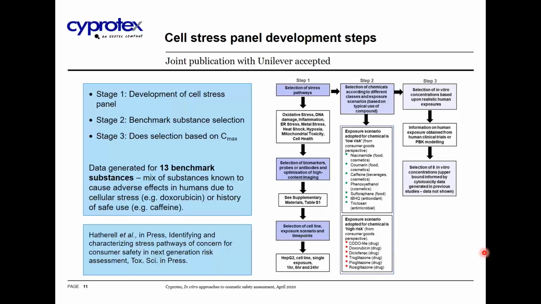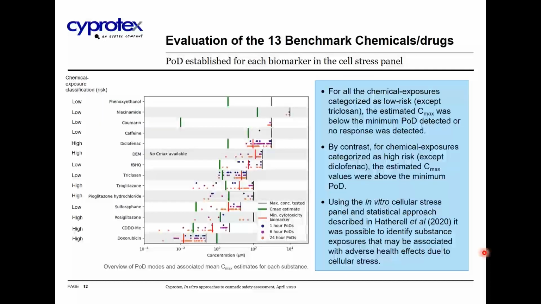This is just a snapshot of some of that data. So we evaluated these 13 benchmark chemicals and drugs. As I said, they were characterized into low and high risk, as you can see on the left. And what we did was determine the point of departure, i.e. the earliest concentration at which we see a response in these 36 biomarkers, and then at the 3 different time points. And we've plotted that data against the Cmax, which you can see as the dashed green line.